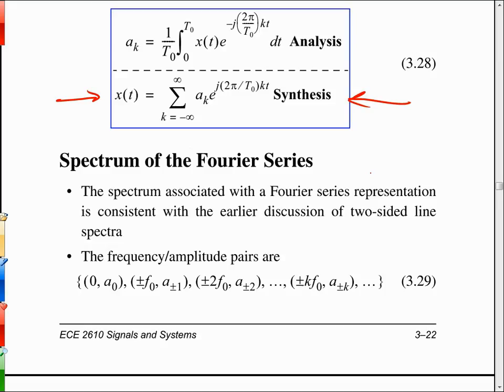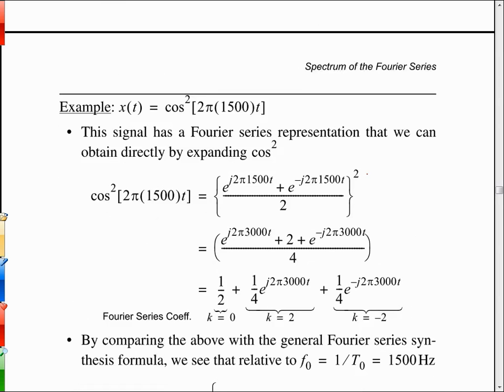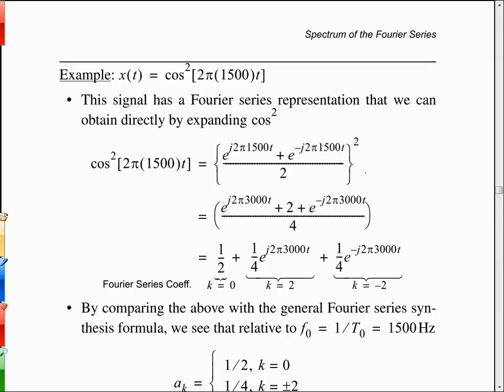So if we go about getting the spectrum of a Fourier series, it's just like what we went through in the beginning of the chapter. We have the frequency-amplitude pairs all over again. But before we actually do that, let me look at this example and see how we can get a Fourier series representation for even a very simple signal without having to use that actual analysis equation.